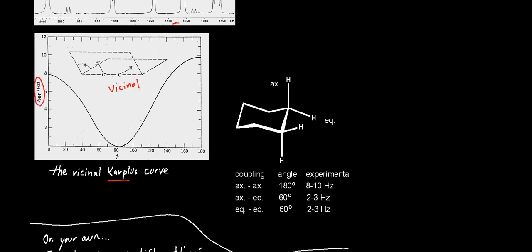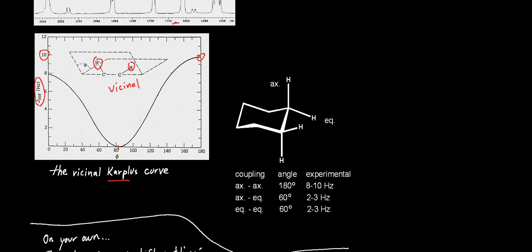So in theory, at 80 some degrees angle between this proton and this proton, there's zero coupling. While at 180 degrees, there's the largest coupling of about 10 hertz. So let's take the well-known example of a cyclohexane ring. You have axial and equatorial substituents. Maybe you're trying to figure out which of these protons is which in your spectrum. You can determine what's coupled to what by coupling constants, but you can also use those values.